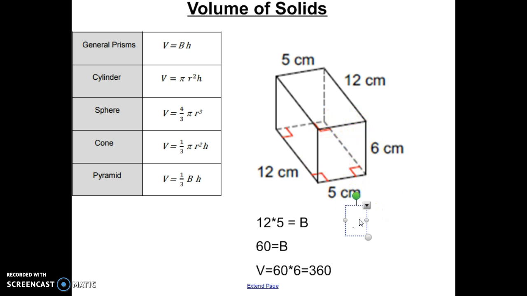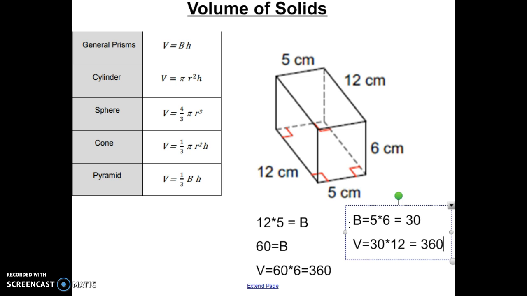it will still work. You would have the base area equals 5 times 6, which is 30, and then the volume would equal 30 times 12 because now the height is the 12. And so 30 times 12 also equals 360. And I should put units on here of centimeters squared, except it's really hard to write a square on here. So it is centimeters squared.